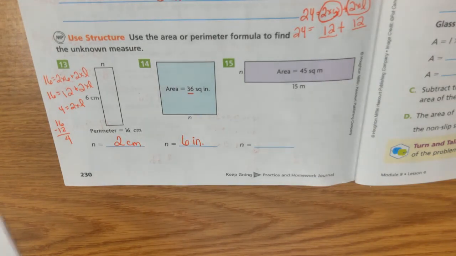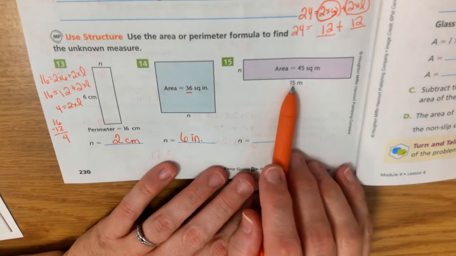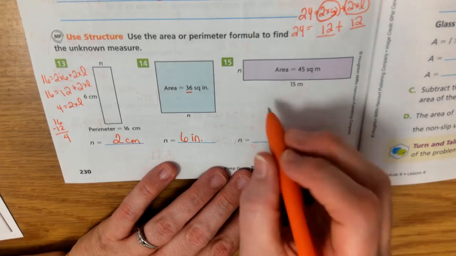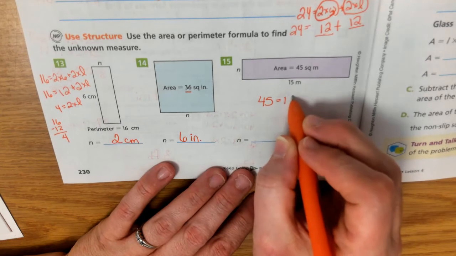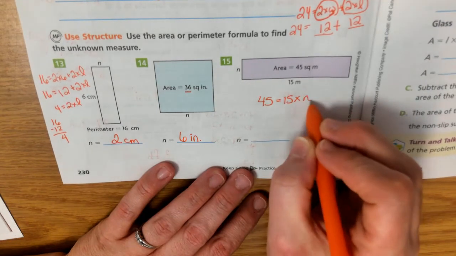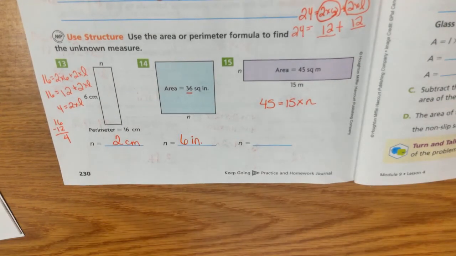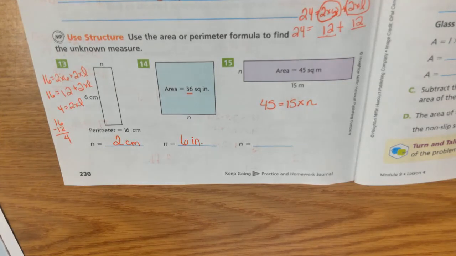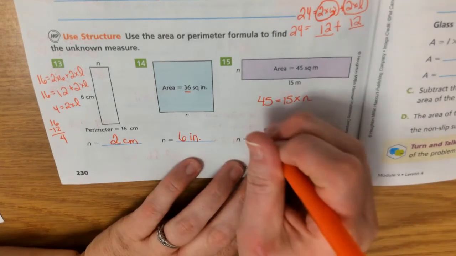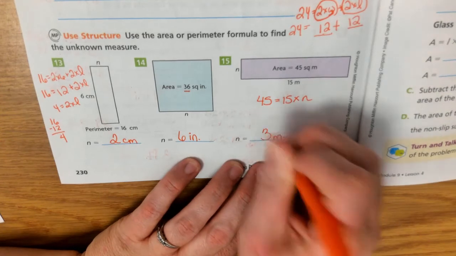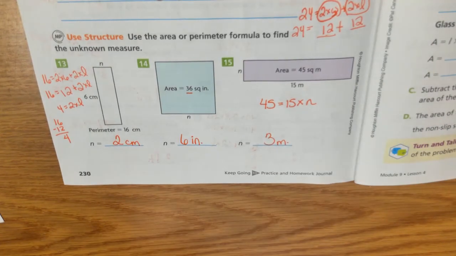Okay, and our last one, we have an area that equals 45. And we know one side is 15. What times 15 equals 45? Well, that would be 3. So it is 3 meters long.